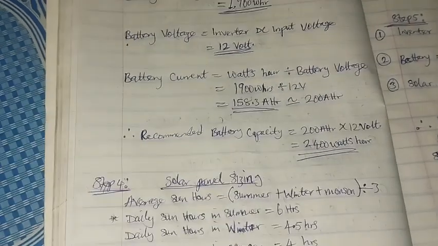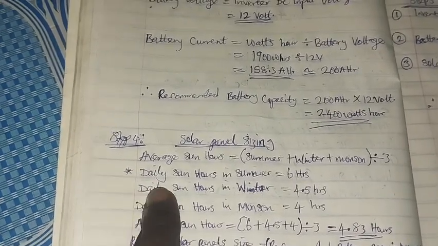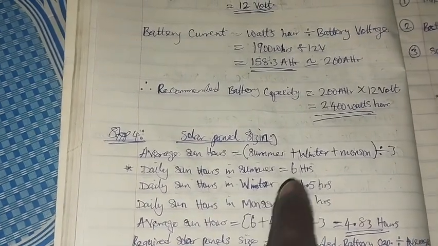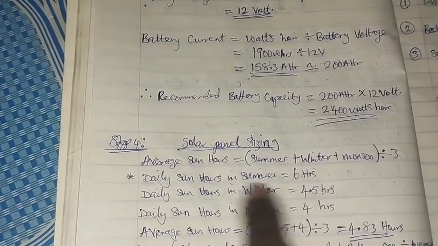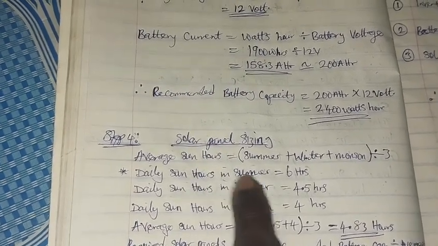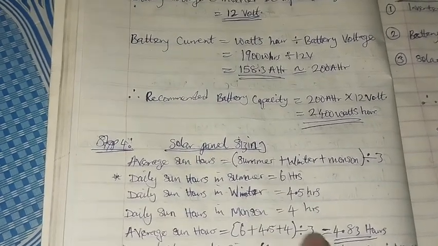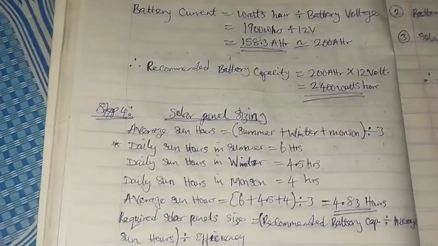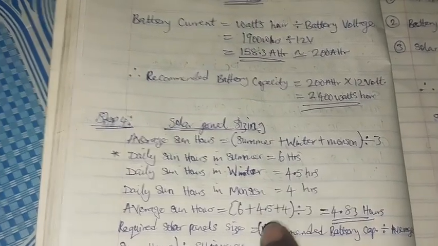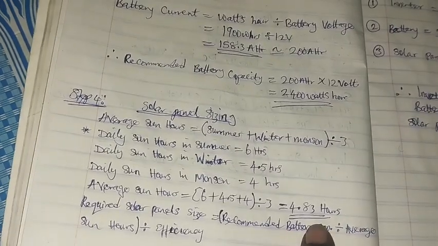After that, we now define our daily sun hour. The daily sun hour in summer is 6 hours. For winter is 4.5. For monsoon is 4. And then we say average sun hour is equal to 6 plus 4.5 plus 4 divided by 3, which gives us this.